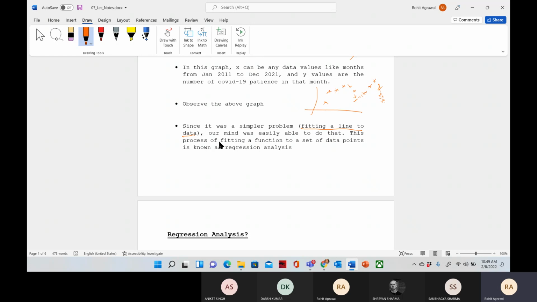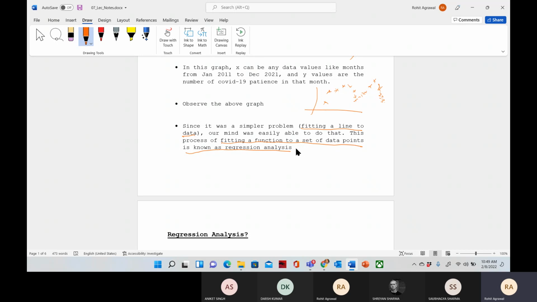Okay. So the process of fitting a function to a set of data points is known as regression analysis. Now it is clear what I am trying to convince. The process of fitting a function to a set of data points is known as regression.